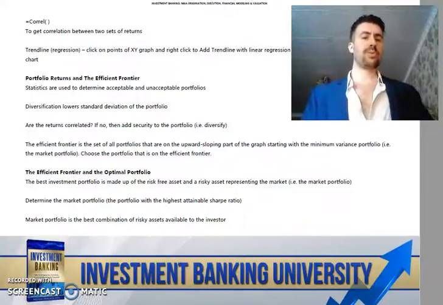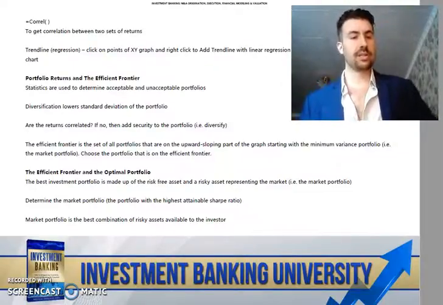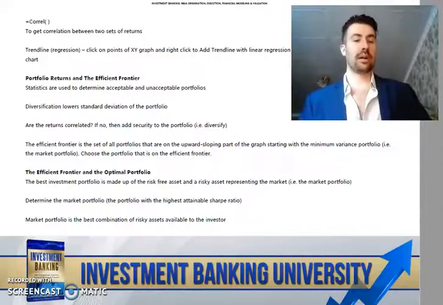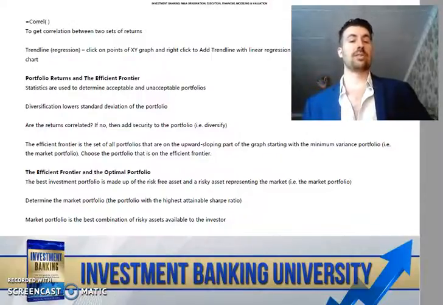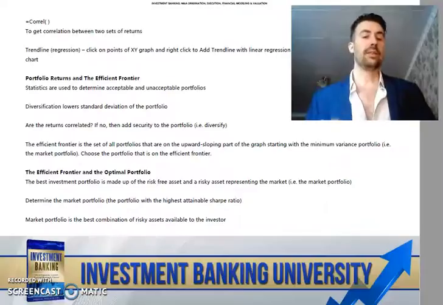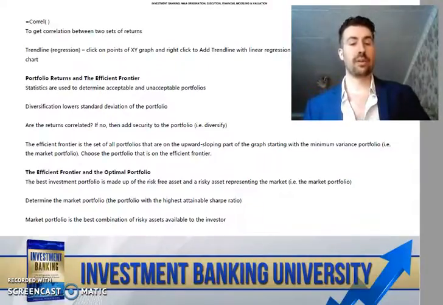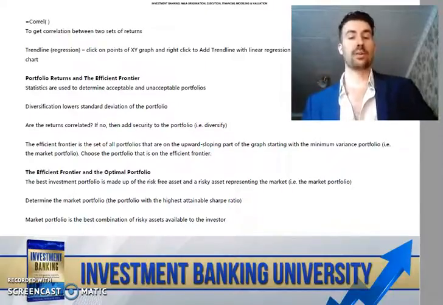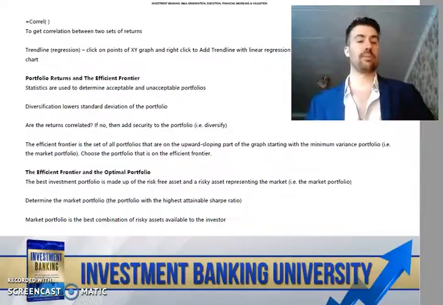In terms of portfolio returns and the efficient frontier, statistics are used to determine acceptable and unacceptable portfolios. Diversification lowers the standard deviation of the portfolio. Are the returns correlated? If not, then add a security to the portfolio, i.e. diversify. The efficient frontier is the set of all portfolios that are on the upward sloping part of the graph, starting with the minimum variance portfolio. Choosing a portfolio that is on the efficient frontier is what we're ultimately going to end up doing.